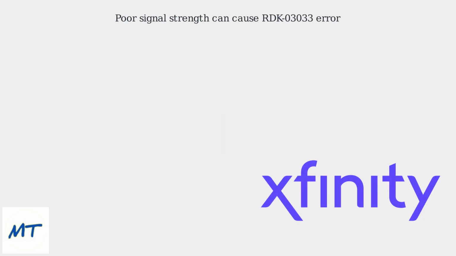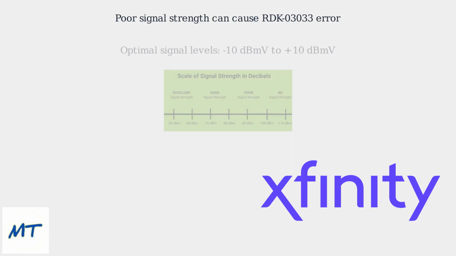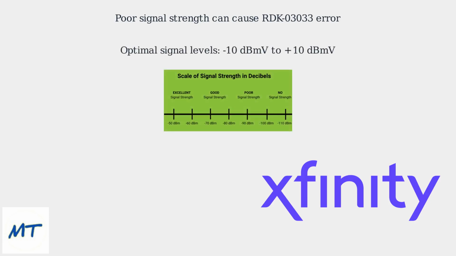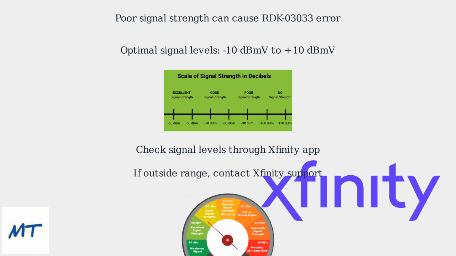Poor signal strength can cause this error. Optimal signal levels are typically between -10 dBmV and +10 dBmV. Check signal levels through the Xfinity app if possible. If signal strength is significantly outside this range, there may be an issue with the line that requires Xfinity's attention.